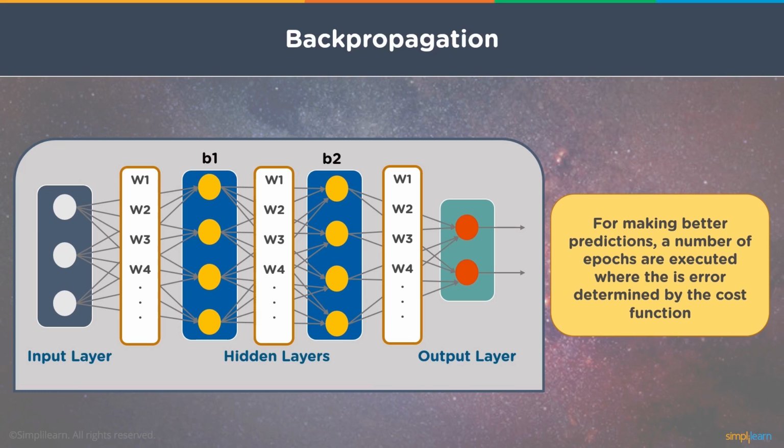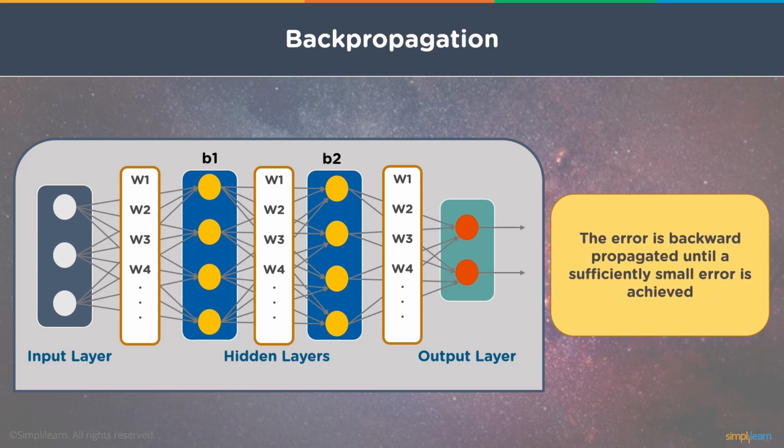So each time you go through a full set of data, before you repeat and go through the same data, that's called an epoch. The error is backward propagated until a sufficiently small error is achieved. And again, that's what we're talking about. We're trying to minimize the error. So we get to a point where that error really isn't changing anymore. You just have the same error coming out. And there's other ways to weight that error too.